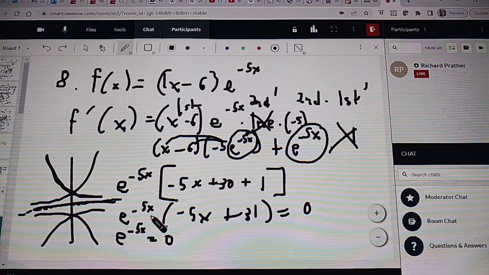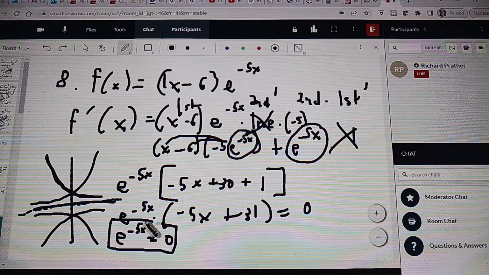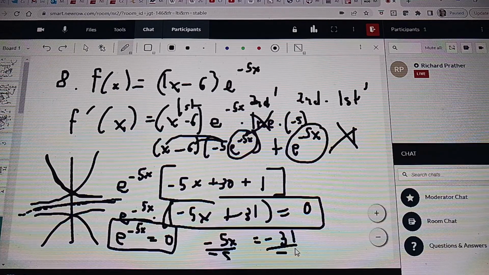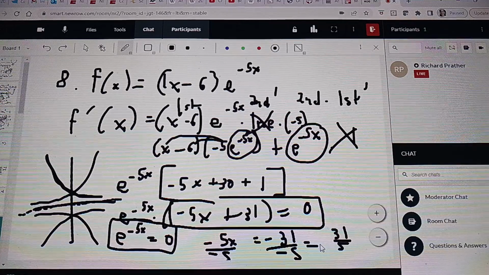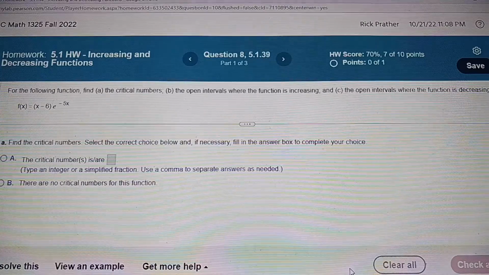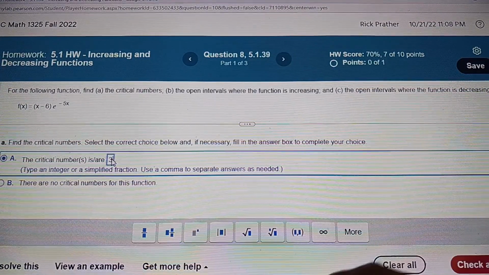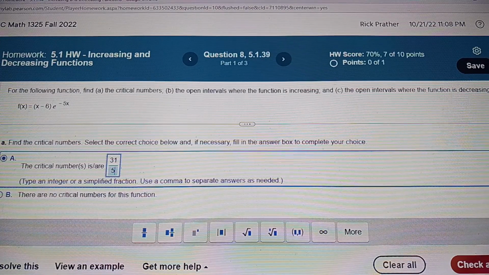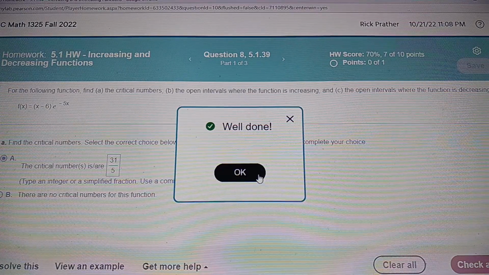So no critical numbers are going to come from this part here. This is just never equal to 0. This is linear, so this will equal 0 once, at positive 31 over 5. So positive 31 over 5 is my one and only number that makes this derivative equal 0 or undefined, because nothing makes the derivative undefined. So that would be my only critical number.